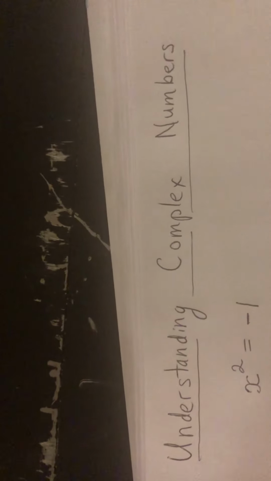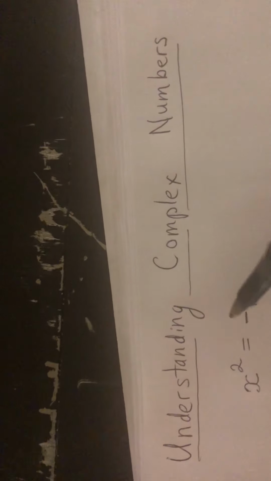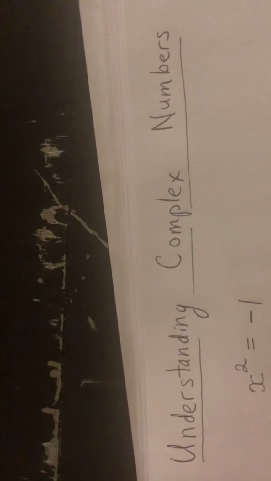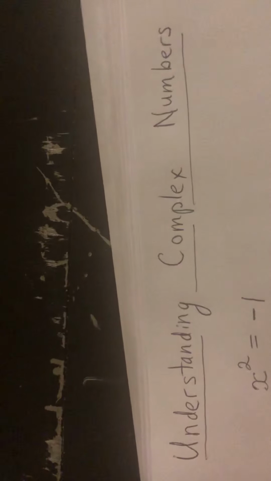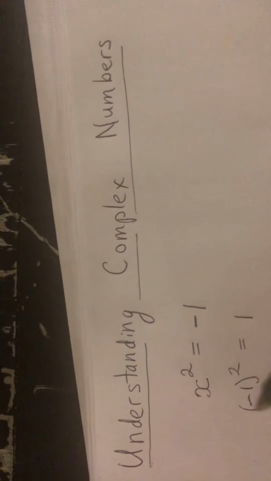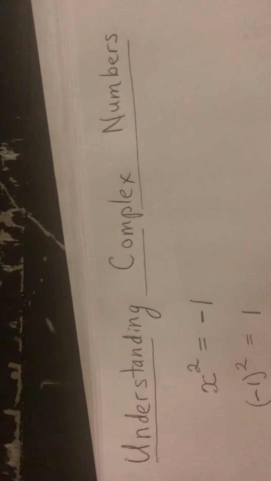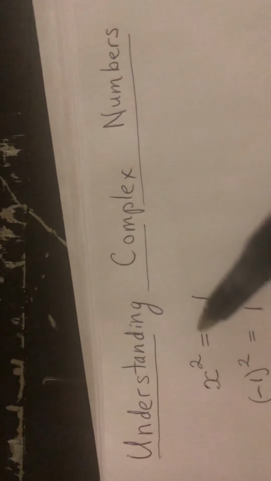So let's start with a bit of history. In the 1500s in Italy, people were trying to, I'm simplifying here, but they were basically trying to solve the equation x squared equals -1. Maybe put the video on pause and try to solve this equation. You might think, well, let's try -1. Well, look what happens: if you do -1 squared, you get 1. And if you think about this, there is no solution in the real numbers to this equation.